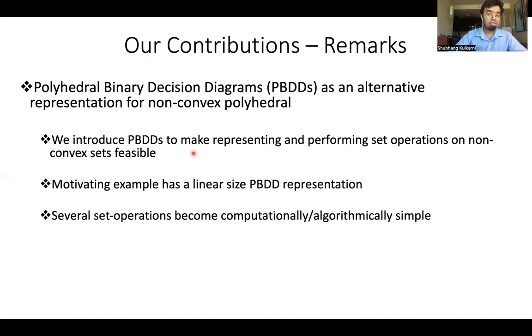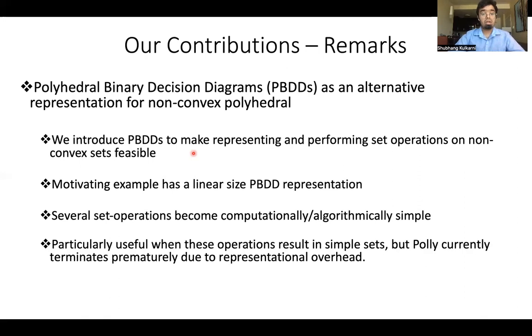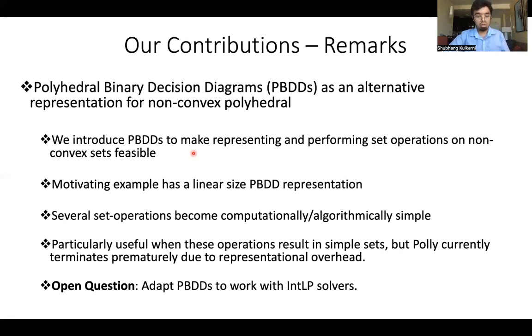Because of this, several set operations become computationally and algorithmically simple, and performance-wise, they become tractable. And this is particularly useful in sets where all of these operations result in simple sets, but Poly currently terminates prematurely due to representational overhead. We leave the question of adapting our PBDDs to work with integer linear program solvers as an open question. Our primary goal is to provide a data structure so that Poly can even reach the point of having to solve an integer linear program. Currently, it just terminates prematurely on all of these programs.